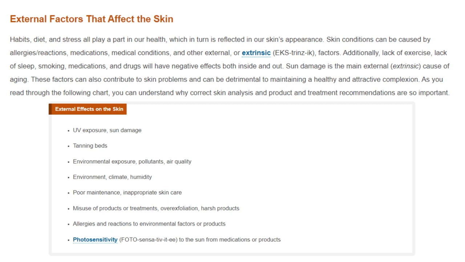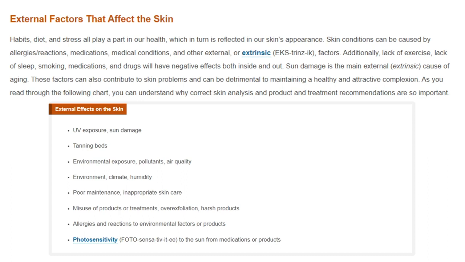External factors that affect the skin. Habits, diet, and stress all play a part in our health, which in turn is reflected in our skin's appearance. Skin conditions can be caused by allergies/reactions, medications, medical conditions, and other external or extrinsic factors. Additionally, lack of exercise, lack of sleep, smoking, medications, and drugs will have negative effects both inside and out.